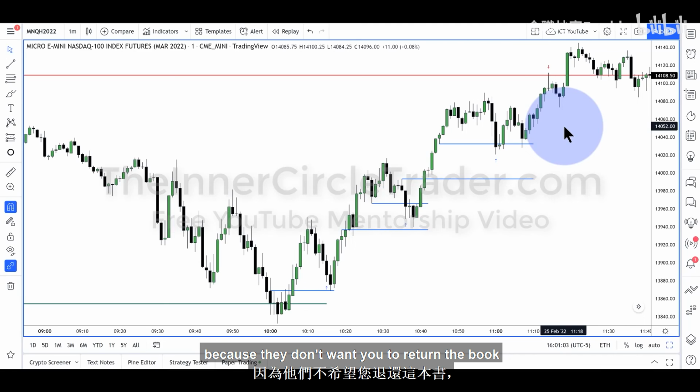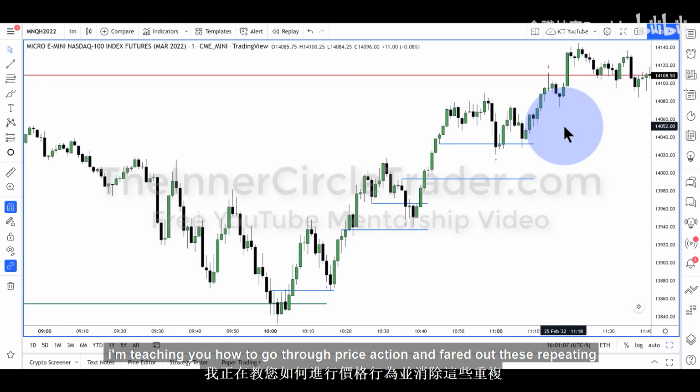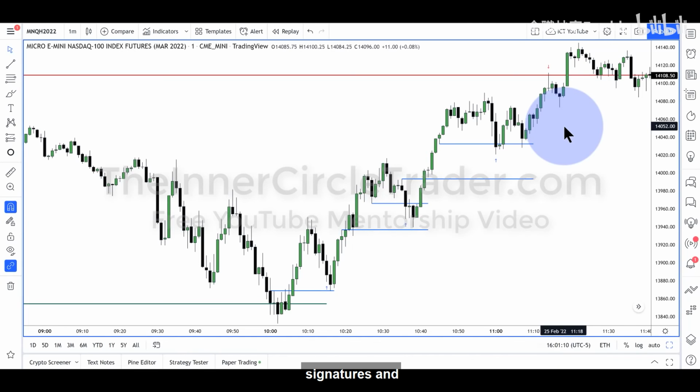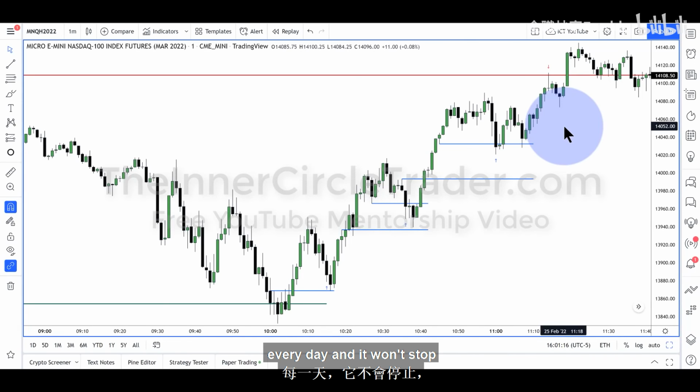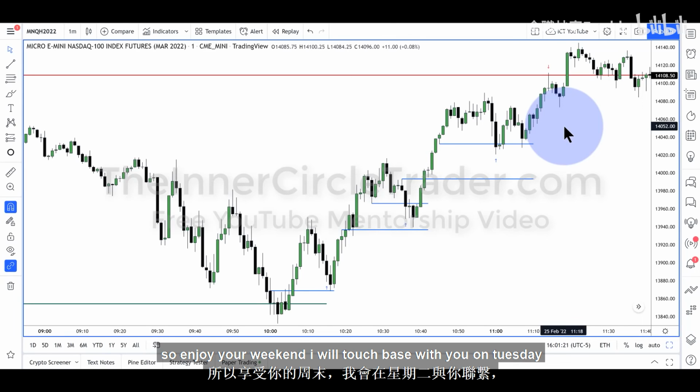They're only going to show you the examples that help sell the book, because they don't want you to return the book. I'm teaching you how to go through price action and ferret out these repeating signatures. And it isn't just a handful of examples. It's every week, every day, and it won't stop.